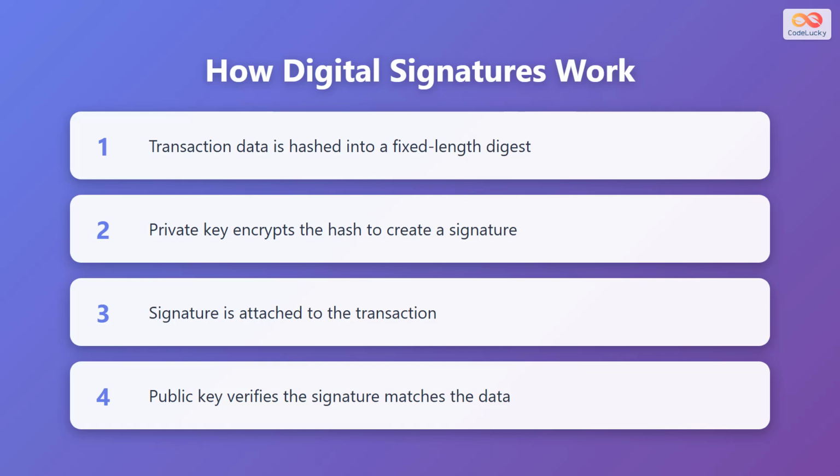The digital signature process involves 4 key steps. First, the transaction data is hashed into a fixed-length digest using a cryptographic hash function. Second, your private key encrypts this hash to create the digital signature. Third, the signature is attached to the transaction and broadcast to the network. Fourth, network participants use your public key to verify that the signature matches the transaction data. If the verification succeeds, it proves that the transaction was authorized by the holder of the private key and that the data has not been altered.